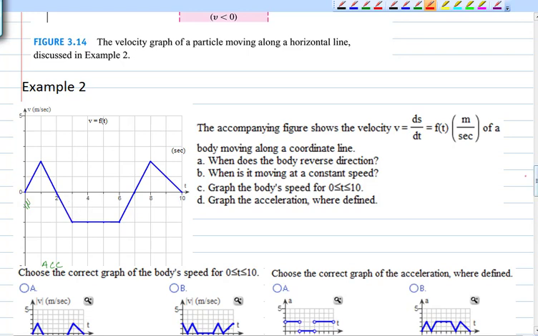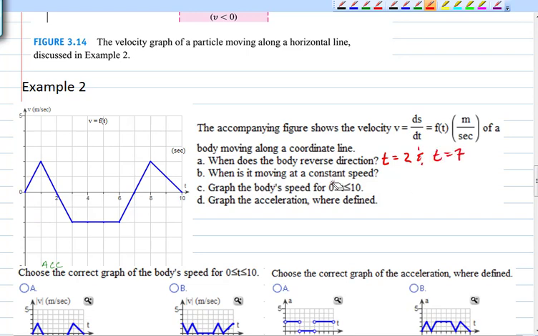Part A says, when does the body reverse direction? That means going from forward to backwards or backwards to forward. When does the body reverse direction? At t equals what? 2, because the object is going forward when the velocity is positive. Once the velocity switches to negative, the object is then going backwards. At t equals 2 and at t equals what?